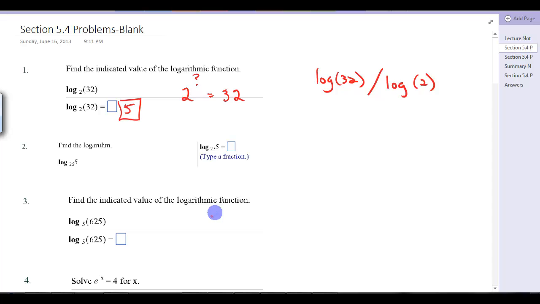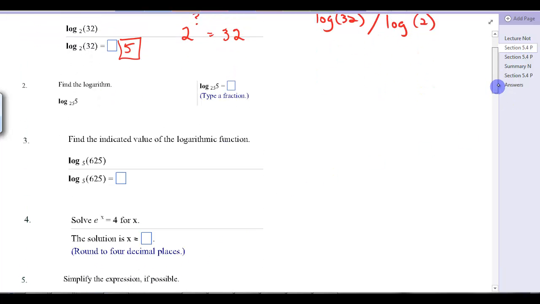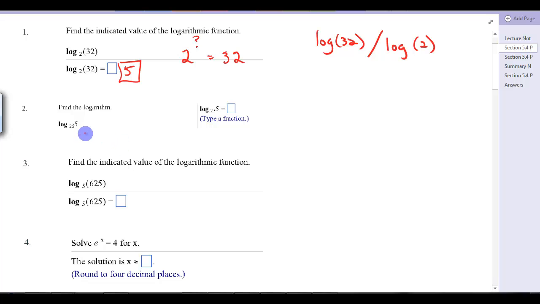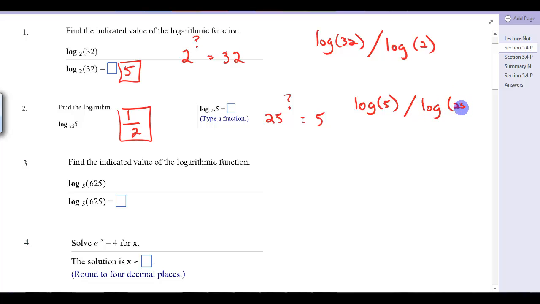All right. Log base 5 of 25. Oh, I'm sorry, I read that wrong. Log base 25 of 5. So we're saying 25 to what power equals 5? Well, how are you going to go down in number? It's going to be a fractional exponent. The square root of 25 is 5, so that would be 25 to the 1/2. You could still do it with this formula and do log of 5 divided by log of 25.